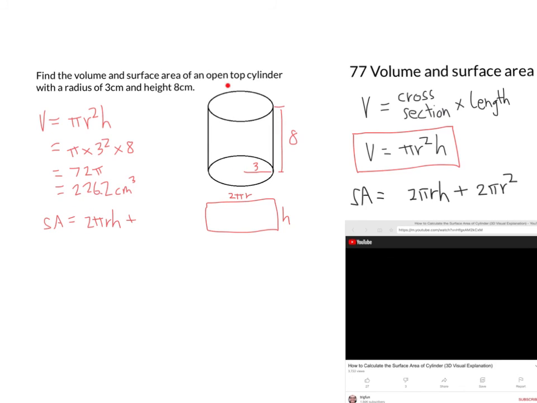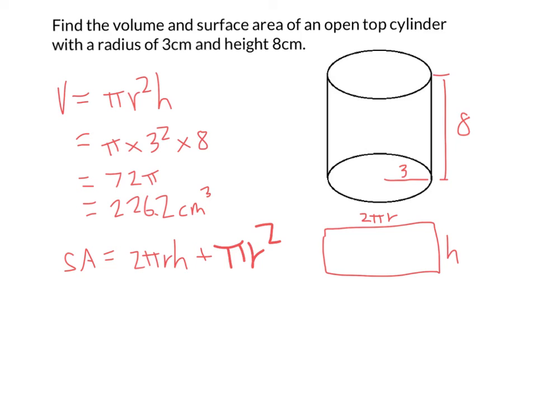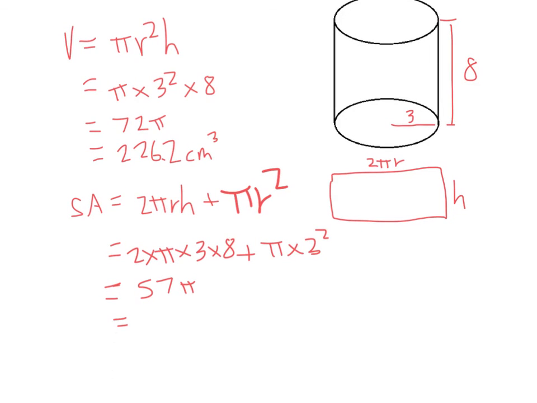The question says it is an open top cylinder. So there will not be a top and a bottom. There will just be a bottom, which is a circle, one circle. So not 2 pi r squared, just 1 pi r squared, or simply pi r squared. And once you've figured out what your areas are, the curved surface area and the bottom of the cylinder, we can put in our values. 2 times pi times the radius, which is 3, and the height, which is 8, plus pi times 3 squared. And that gives 57 pi. And again, if you need that to 1 decimal place, that will give you 179.1, and that's an area, so centimeters squared.